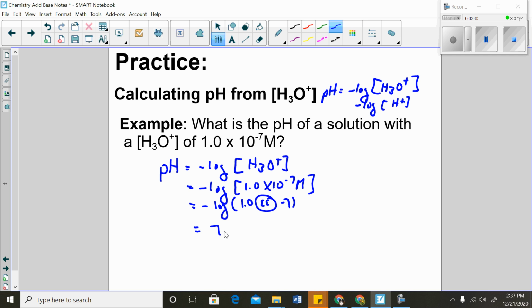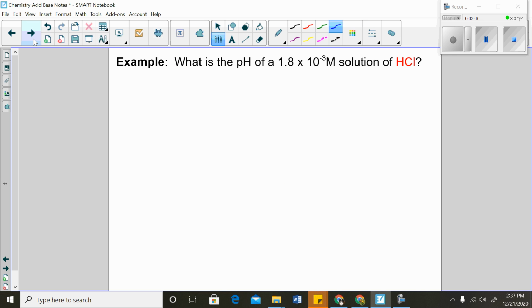You're welcome. So the reason you're calculating this pH, like we said, is that this is easier to deal with, right, with that pH scale than these numbers. All right. Next one. What is the pH of a 1.8 times 10 to the negative 3rd molarity solution of HCl? I just put HCl in red because that's an acid. So let's give this a try.